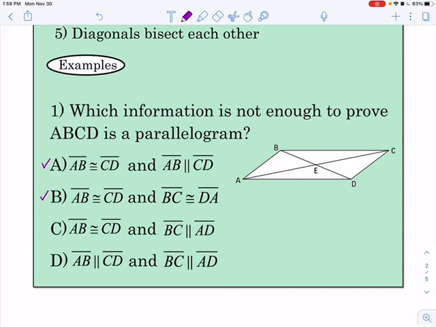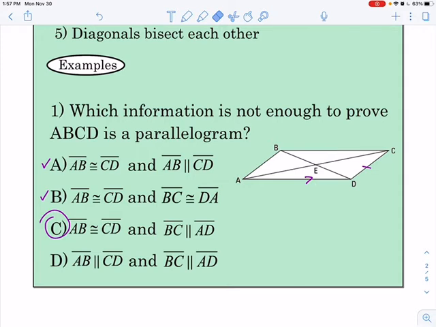For choice C, we have AB is congruent to CD, and we have that BC is parallel to AD. That's your one that's not enough. Again, if you scroll back up to the 5 ways to show that it is a parallelogram, you would need one pair that is both parallel and congruent. Here you have two different pairs. One pair is congruent, one pair is parallel. That is not a way.